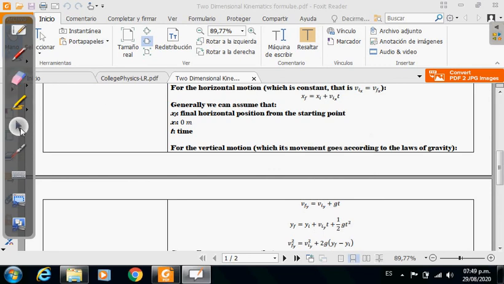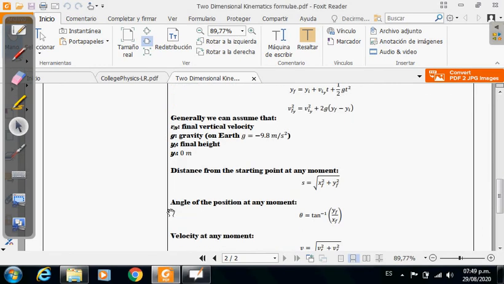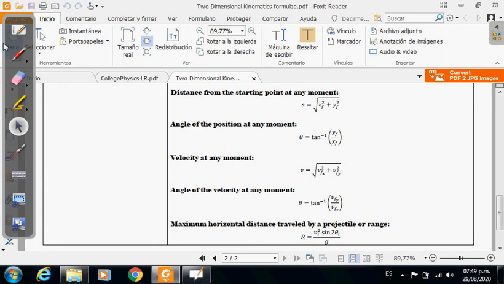So we haven't found it yet, we must keep searching. Okay, what about here? Let's see. Distance from the starting point at any moment. Is there any velocity here? No, it isn't. So it won't work. Angle of the position at any moment. Is there any velocity here? No, there isn't. So it won't work.